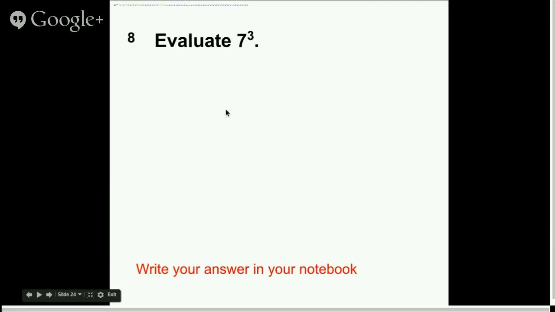Evaluate 7 cubed. Go ahead and pause it. The answer to this, 7 times 7 is 49. 49 times 7 is 343. So the correct answer to this one is 343.